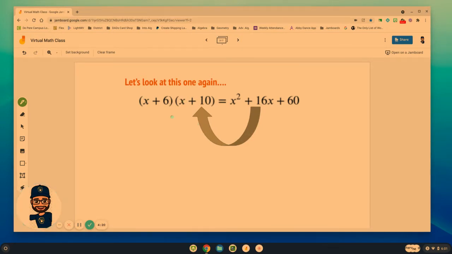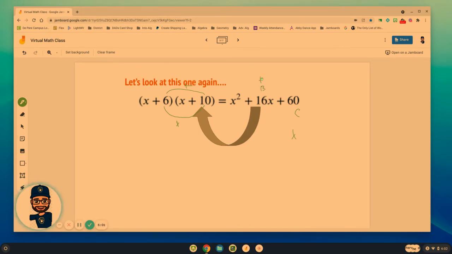Now, if you look at this, I want you to pause the video in a second and take a close look and see if you notice any patterns here. Is there anything that you might recognize? All right. Well, one of the things I notice is that if I take these last two numbers here, 6 and 10, and I multiply them, I do end up with the C value. So if I multiply these last two numbers of the factors, I get C. Well, what happens if I add those two numbers? I get B.